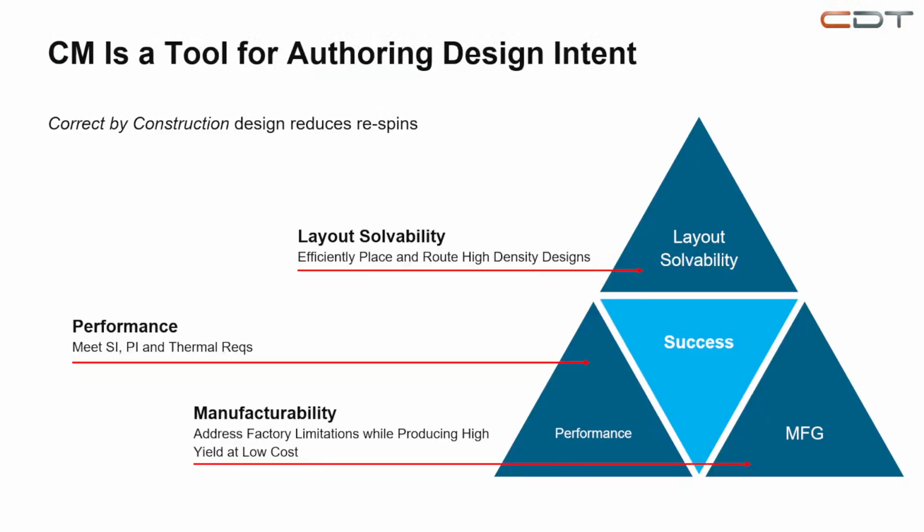At a really high level, constraint management is all about authoring design intent. What I mean by that is your constraints should steer how your PCB design looks, how it performs, and ultimately whether or not it is successful. The challenge is it's really difficult to design a successful board on the first pass, because you have to reconcile and balance a variety of different, often conflicting factors. You have to balance layout solvability with performance and with manufacturability. And that's not an easy thing to do.